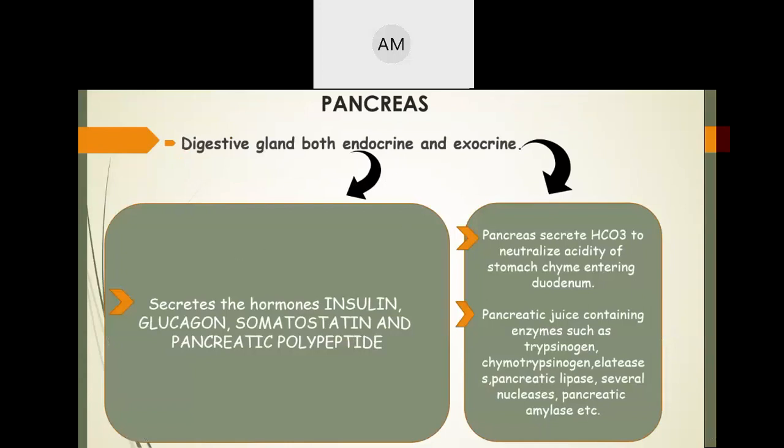So the pancreas is a digestive gland, both endocrine and exocrine. The exocrine part secretes bicarbonate to neutralize the acidity of the chyme entering the duodenum, and pancreatic juices containing enzymes such as trypsinogen, chymotrypsinogen, elastases, pancreatic lipase, and nucleases. In the endocrine part, it secretes four basic hormones: insulin, glucagon, somatostatin, and pancreatic polypeptide.